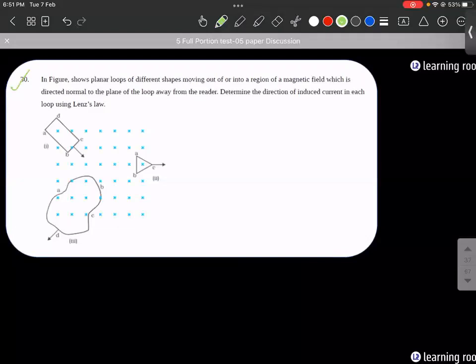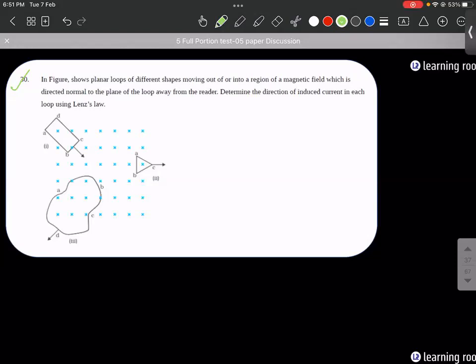So the 30th, what is the answer? This is also an NCERT problem. Right? Answer for the first one. In the first case, it is entering into the magnetic field, so area increases, flux increases. When flux increases, the same polarity, it will act like a North Pole. The answer will be BCDAB.